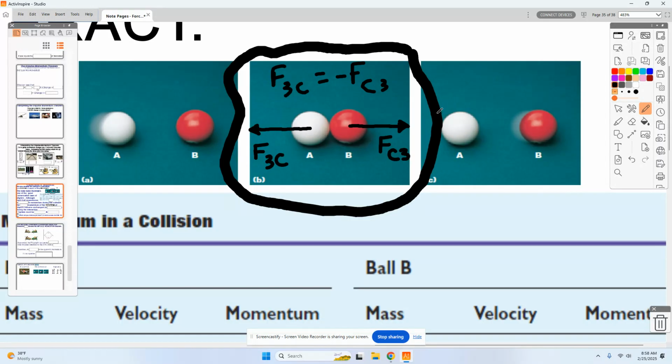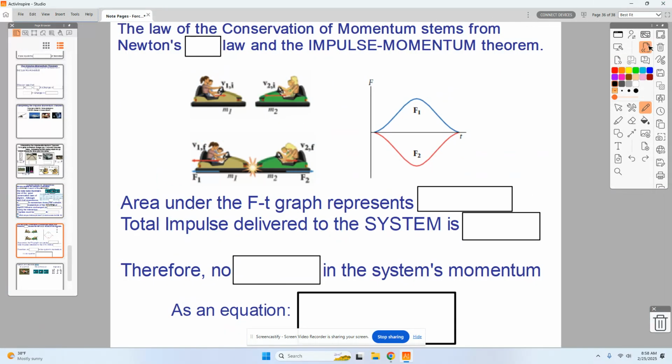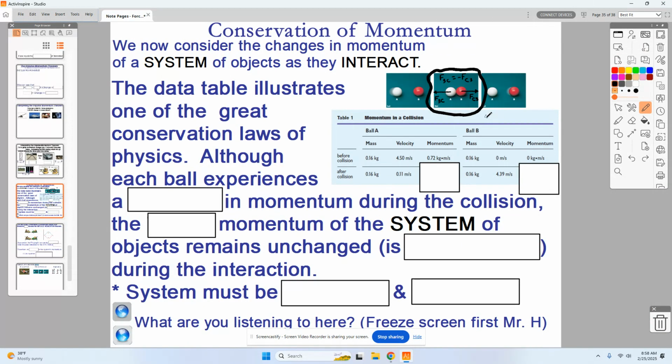Now what that does is it allows us to look at the momentum of these objects, which is their mass times velocity, being conserved. The data table shows one of the conservation laws: even though each one changes its momentum during the collision, the 3 ball speeds up, the cue ball slows down, the total momentum of the system, the combined momentum, remains unchanged, or what we'd say is conserved.